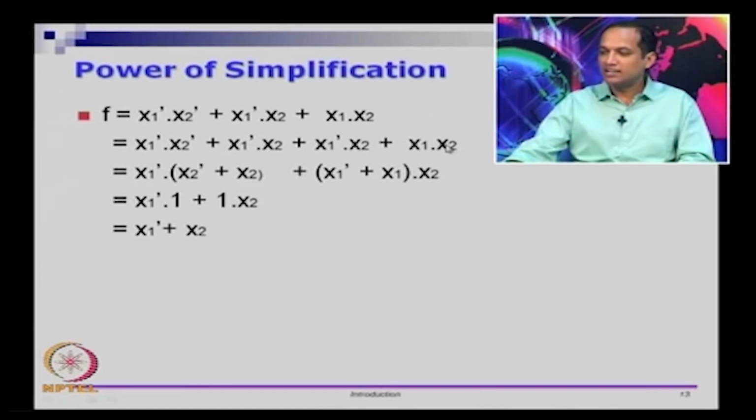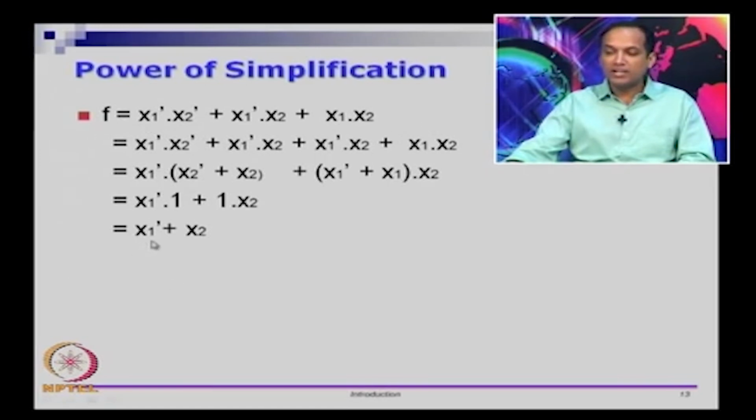So once you have that, then we have x2 complement plus x2, that is the same as 1, x1 complement plus x1 is the same as 1. And we know x1 complement and 1 is x1 complement, 1 and x2 is x2. So this is a much simpler expression than what you have here.